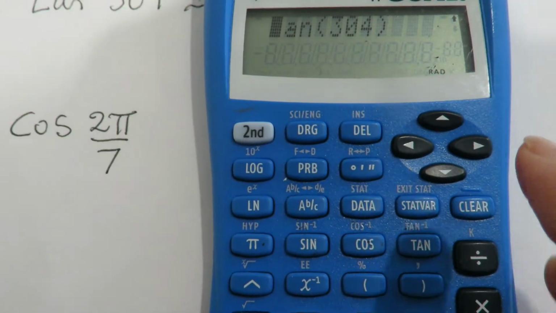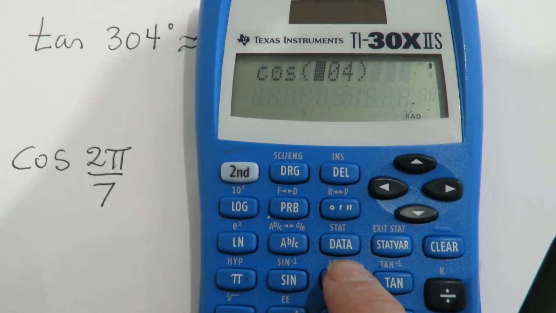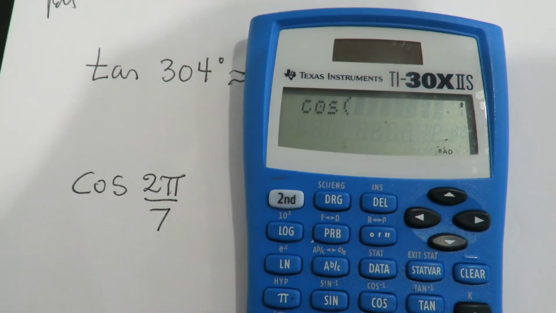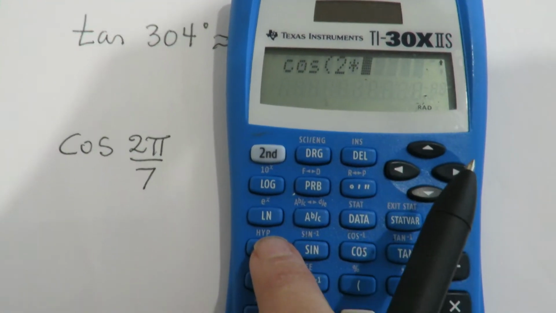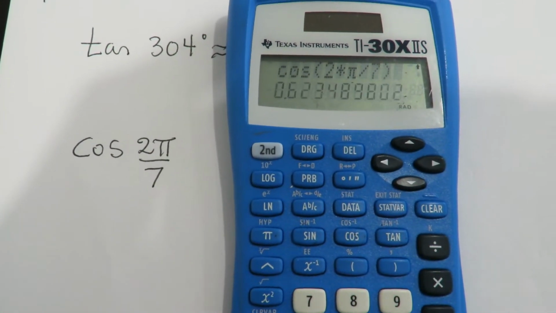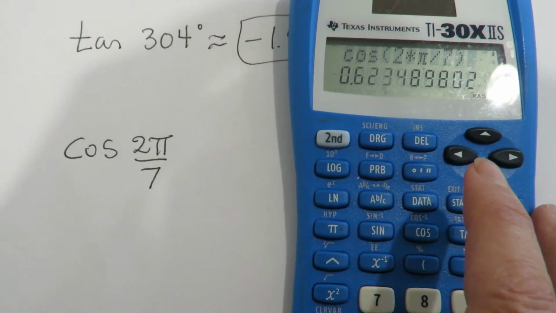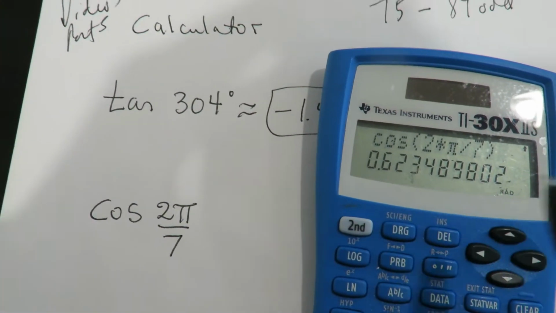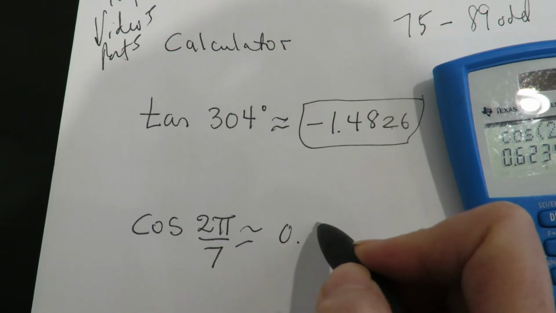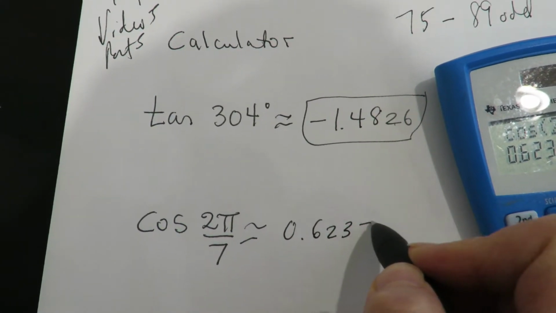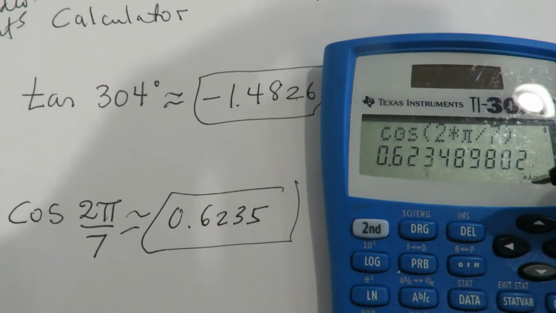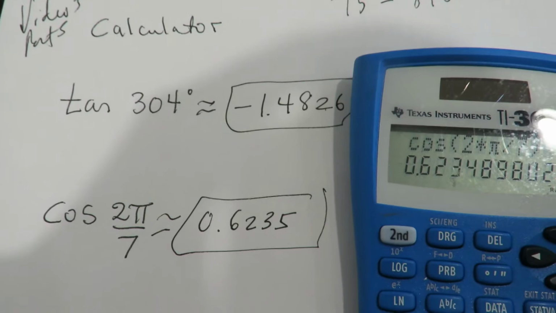So now I'm going to do cosine. Oh, let me clear this. I'm going to do cosine of 2 times pi divided by 7, close brackets. And I'm going to round this to 4 decimals. Okay, this one rounds up also. 0.6235. Okay, so I had to round up on this one also.